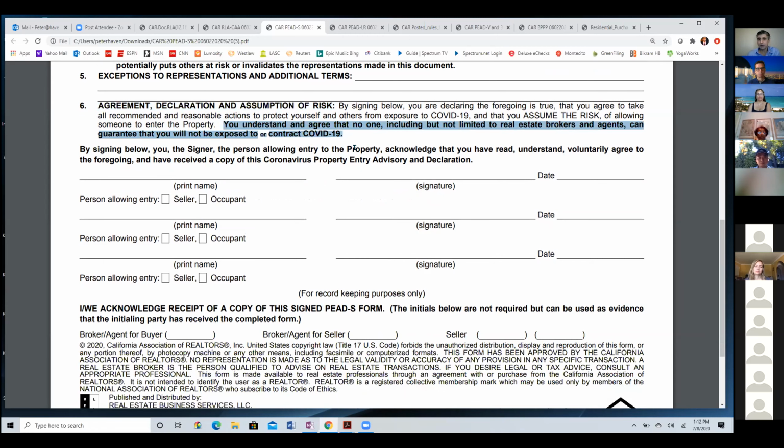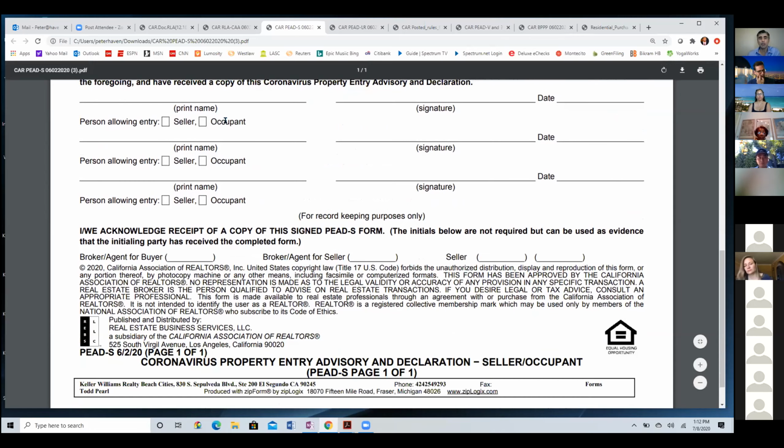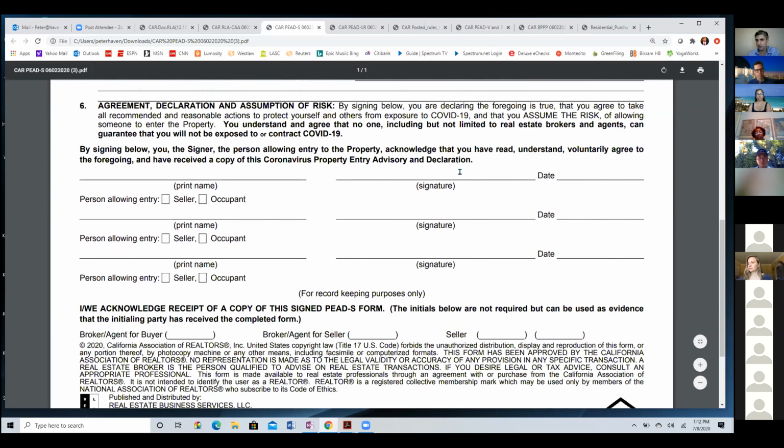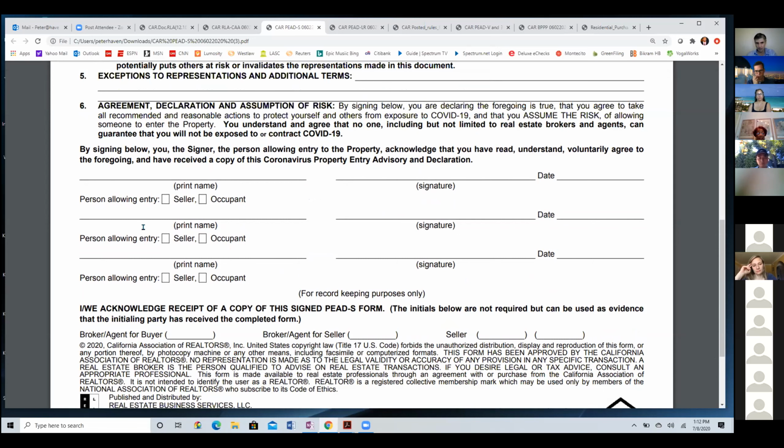No one's guaranteeing that they're protected, and by signing below, you as the signer are allowing entry to the property, acknowledgement of risks, et cetera. This document is intended to be signed by the seller owner, and I would say any adult occupant. Now, people say, what about minors? I'll talk more about minors in a moment, but a minor is anyone who is, I believe, below the age of 18. And legally, people below the age of 18 are deemed to not have capacity to enter into a contract per se.